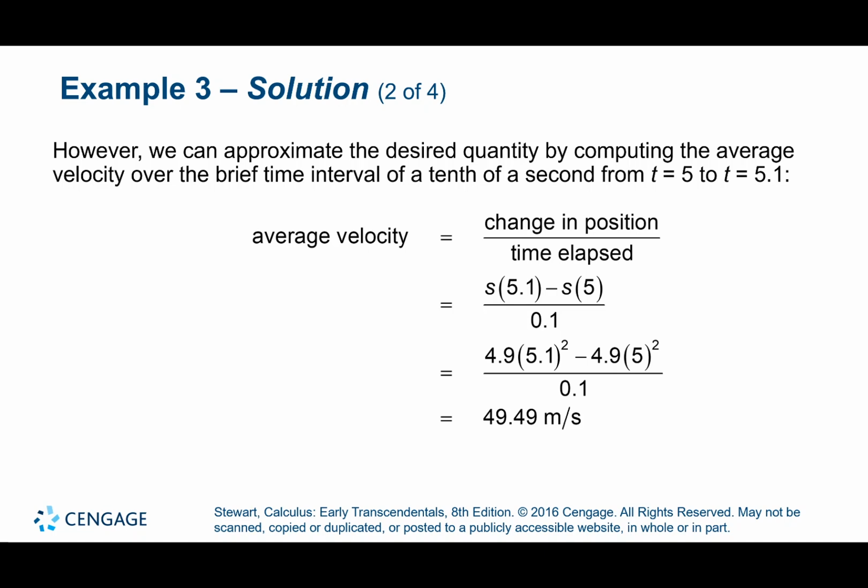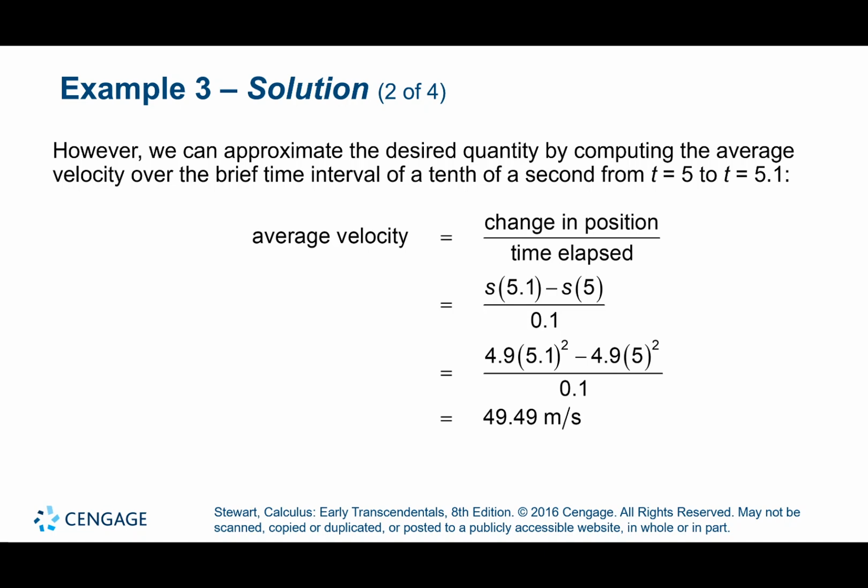But we can get an estimate if we go out just a little bit in time. So maybe we go out a 1/10 of a second. So we figure out where our ball's at 5 seconds, where our ball's at 5.1 seconds. Track those positions, figure out how far it's gone. And 5 minus 5.1 tells us the time interval. We're down to a 1/10 of a second.